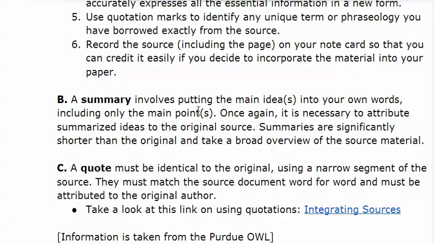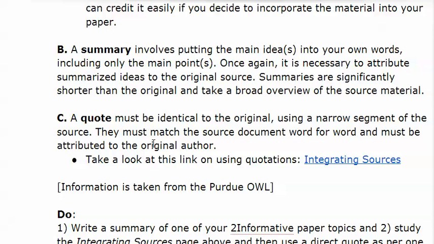A summary involves putting the main idea or ideas into your own words, including only the main points. Once again, it is necessary to attribute summarized ideas in the original source. Summaries are significantly shorter than the original and take a broad overview of the source material.